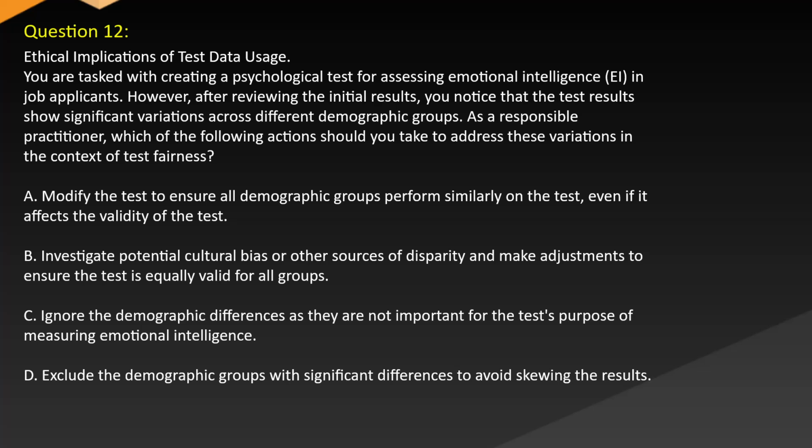A. Modify the test to ensure all demographic groups perform similarly on the test, even if it affects the validity of the test. B. Investigate potential cultural bias or other sources of disparity and make adjustments to ensure the test is equally valid for all groups. C. Ignore the demographic differences, as they are not important for the test's purpose of measuring emotional intelligence. D. Exclude the demographic groups with significant differences to avoid skewing the results.